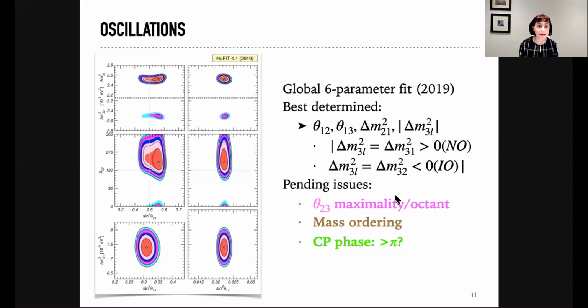So basically, the pending issues are that for this angle, we don't know whether it's more or less than 45 degrees. So what we call the maximum value of theta 2-3. So we don't know, and that really depends on the percentage of a type of neutrinos with respect to the other one. We don't know the mass ordering I just mentioned, and we don't know the CP phase. But of all of that, we really focus mainly on this one.